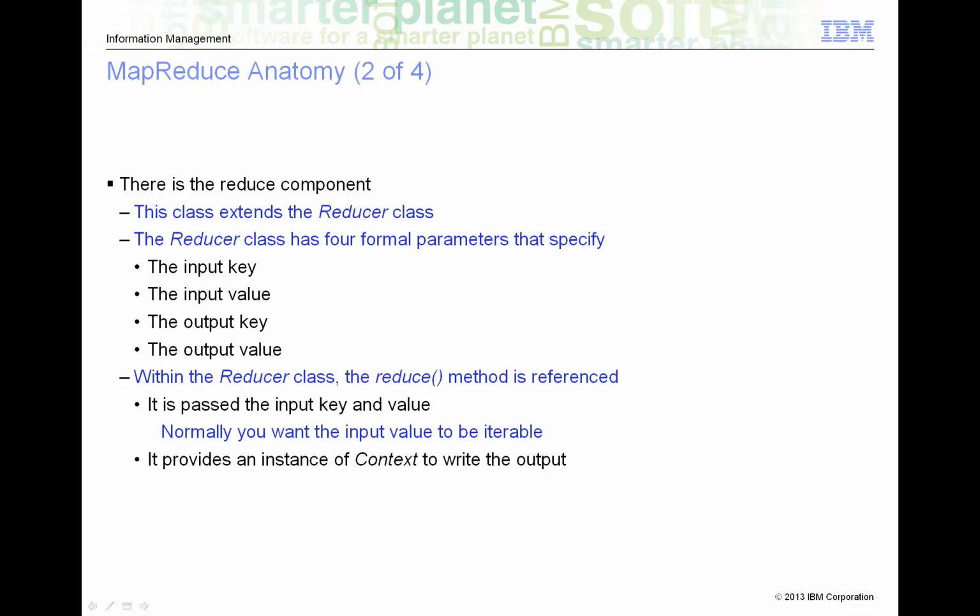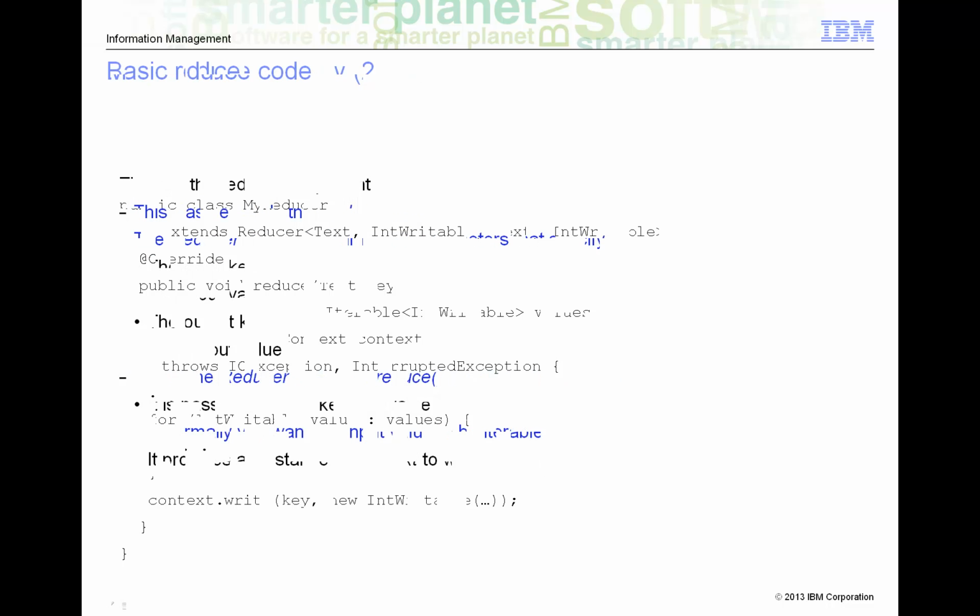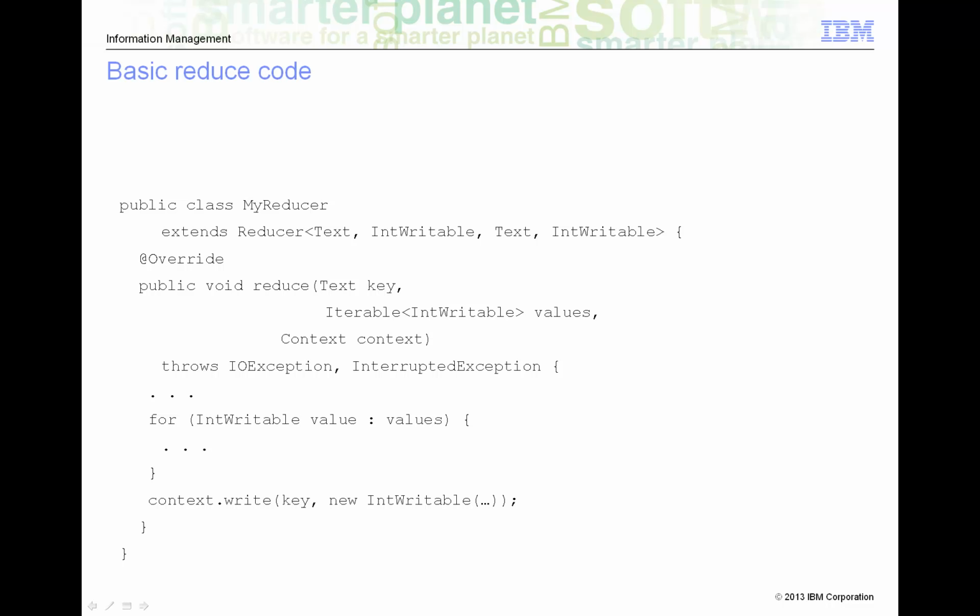Normally, we would want to define the input value as iterable so that you can easily process all of the values for a particular key. This method also provides an instance of context, which is used to write the output key-value pair. Here is the basic reduce code. Again, this is a template with which to implement the required functionality.